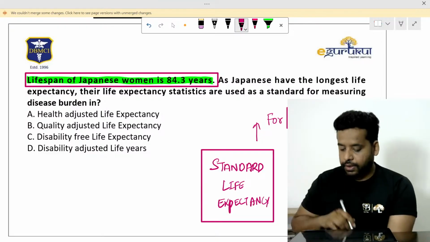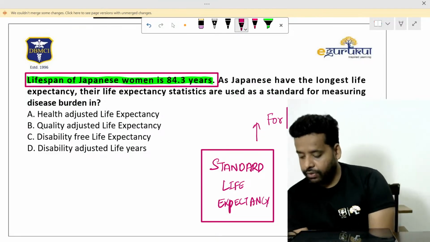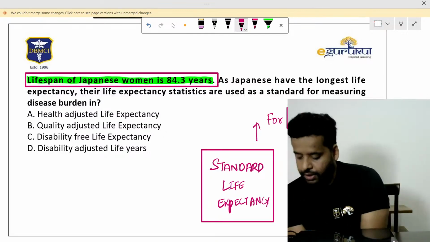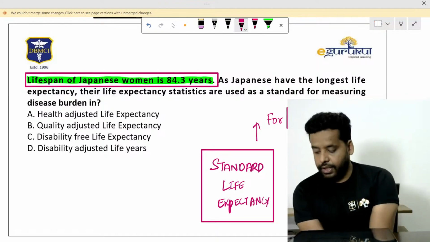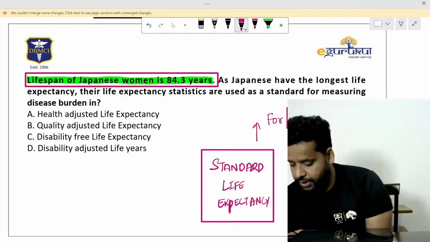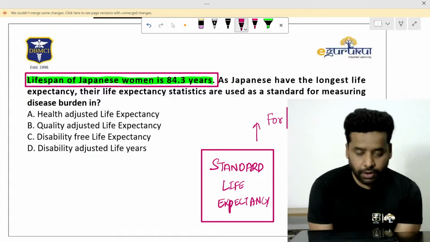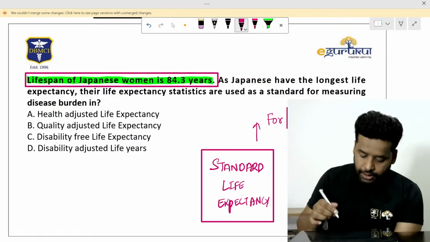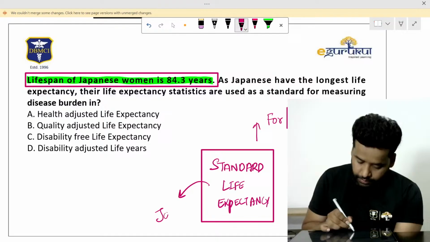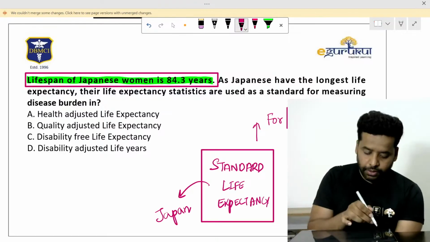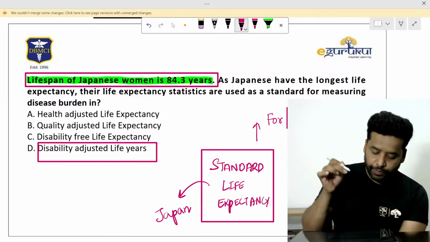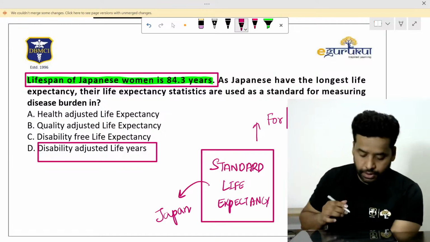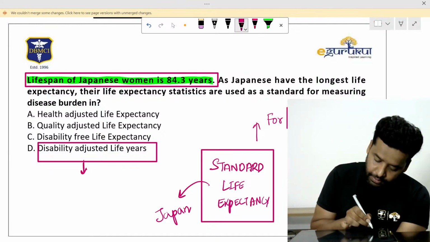What is YLL? Years of life lost due to premature death. Don't make a mistake, very basic question I'm asking. Years of life lost due to premature death means what is the limit? Standard life expectancy. Which country do we take standard life expectancy from? From Japan. So that is used in calculation of DALYs. What is the formula for DALYs? YLL plus YLD.